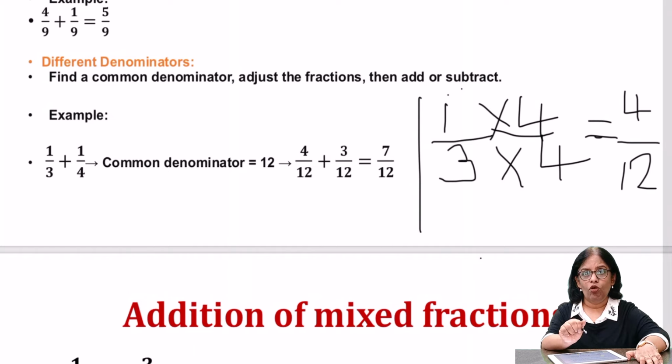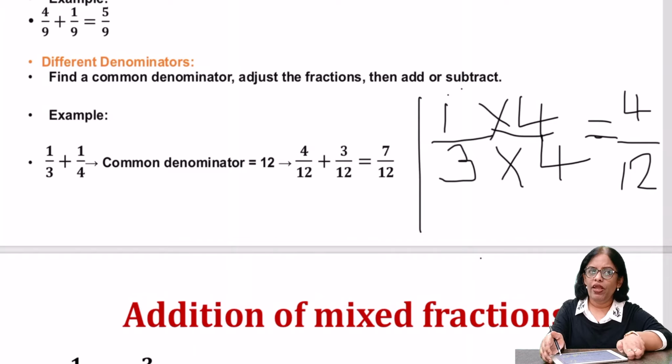You can see now the denominators are the same. I can add the numerators. 4 plus 3 will be 7. 7 upon 12 is my answer.